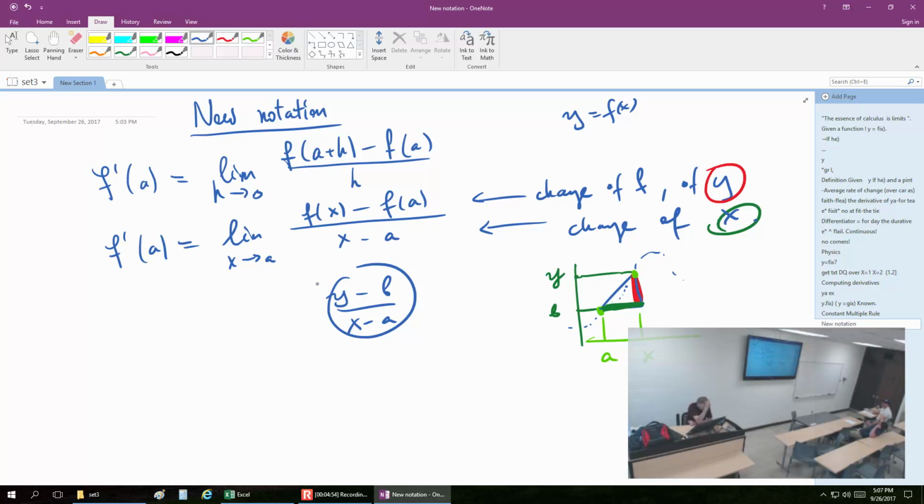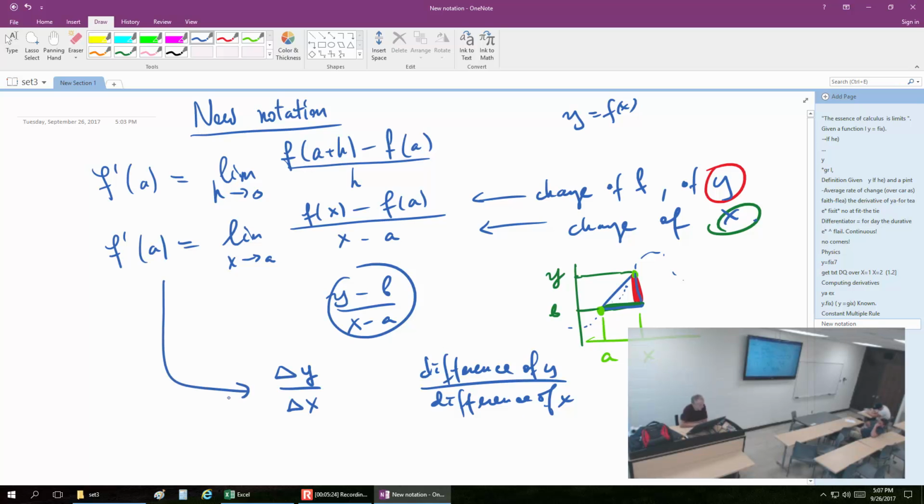So anyway, the alternative notation is this: delta y over delta x. Delta is the Greek letter for D and stands for difference. So difference over difference, difference of y over difference of x. Okay, so that's the explanation of the notation, but the notation is the same notation for the derivative.